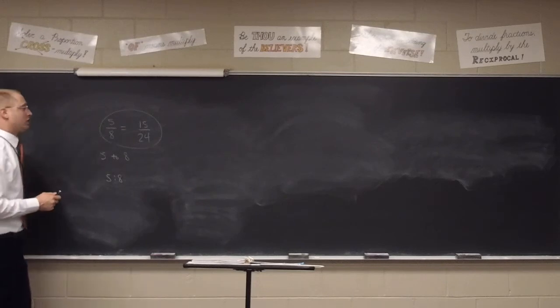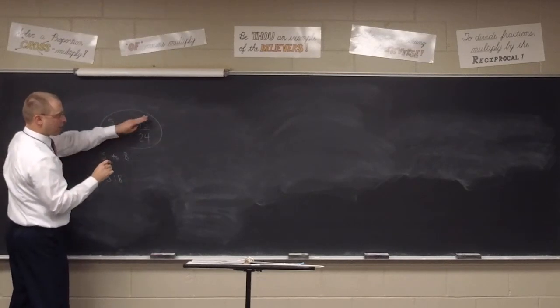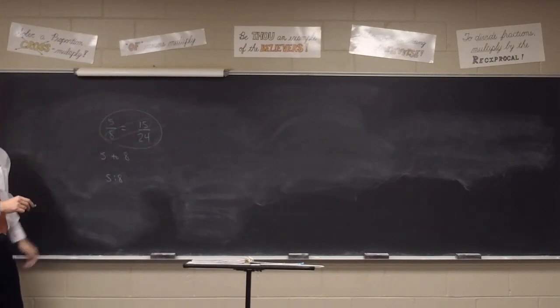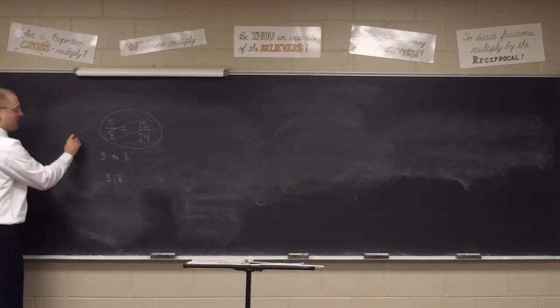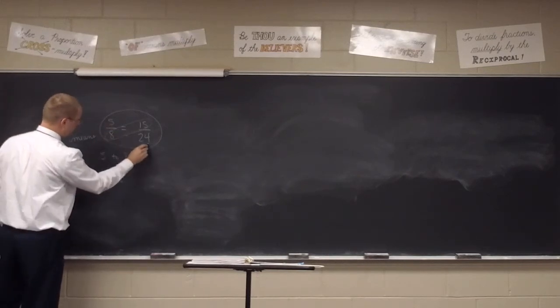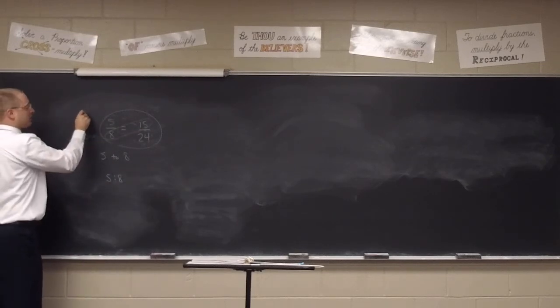It's called a proportion. And these two numbers here, the second and third numbers, as we read 1, 2, 3, 4, our second and third numbers are called the means. The means are in the middle. And then the first and the last numbers are called the extremes.